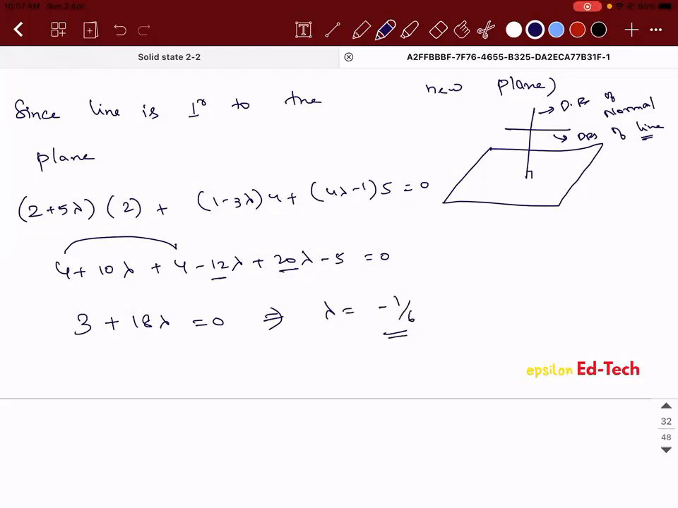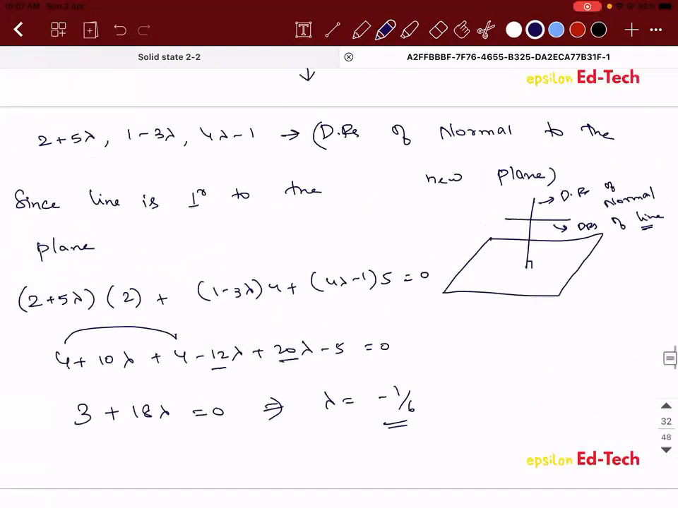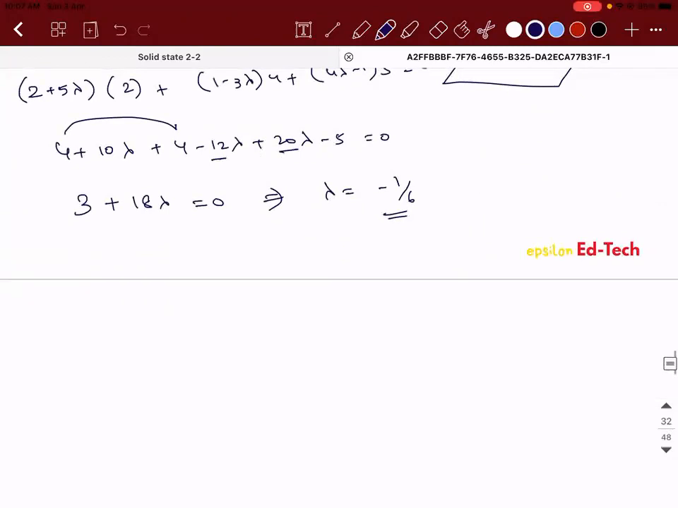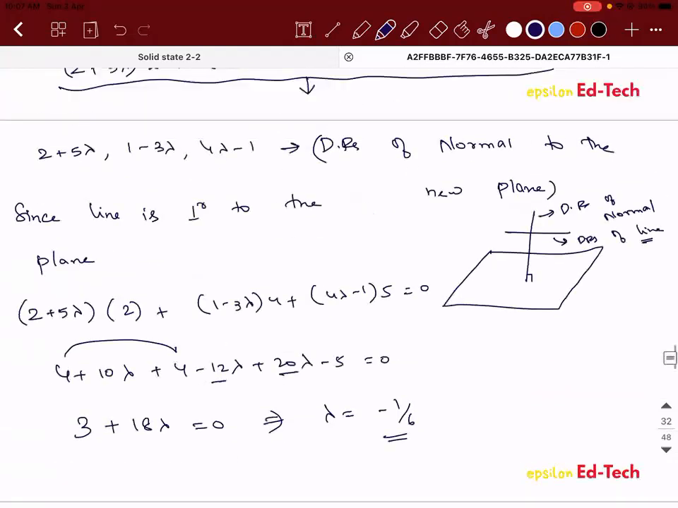So when lambda is minus 1 by 6, take it back and substitute it in the plane equation. So you substitute it here. So when you do this, right, you will get the answer as 7x plus 9y minus 10z minus 27 is equal to 0. So this will be the required equation of plane. Clear?